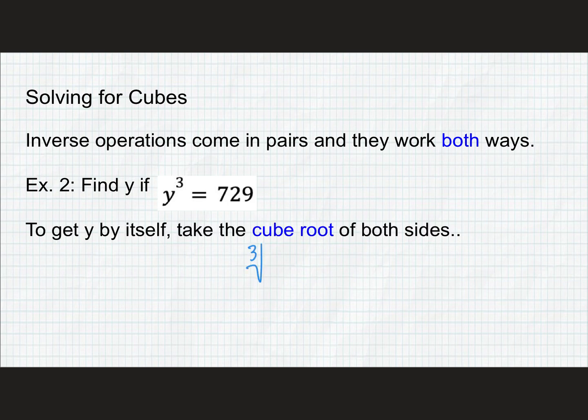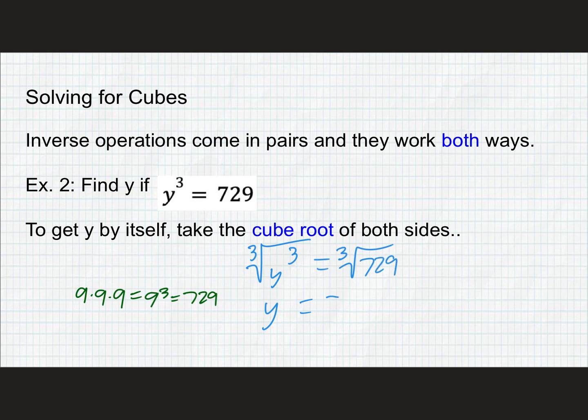Taking the cube root of y cubed makes the cube root and the cube cancel out, leaving us with y on the left. Now 9 times 9 times 9, or 9 cubed, equals 729. So the cube root of 729 is 9. That means y equals 9.